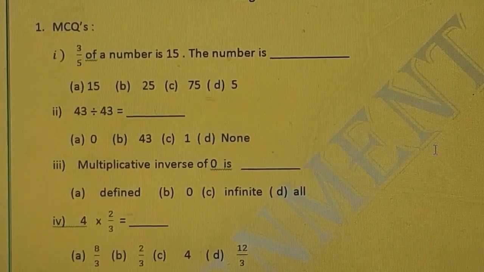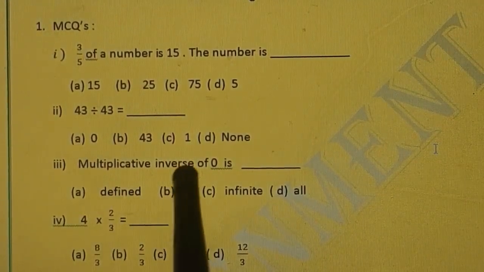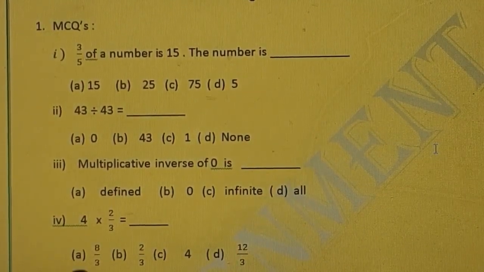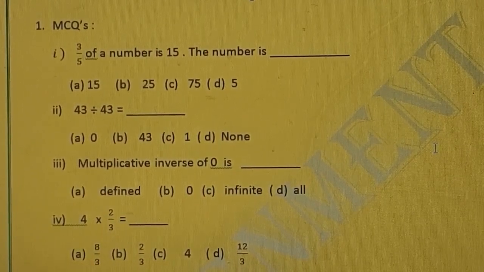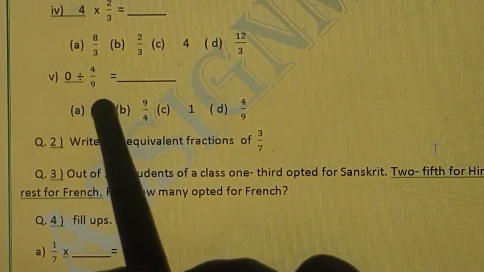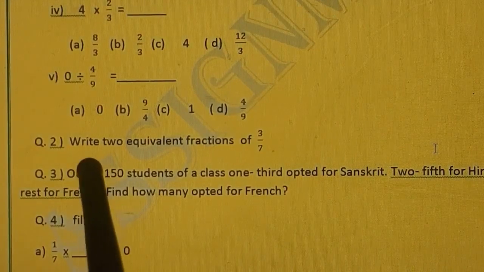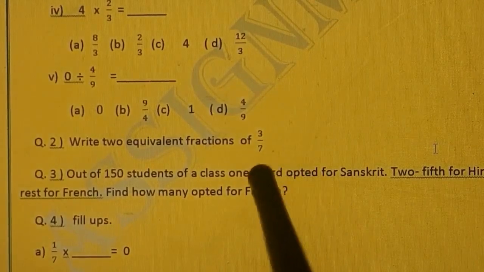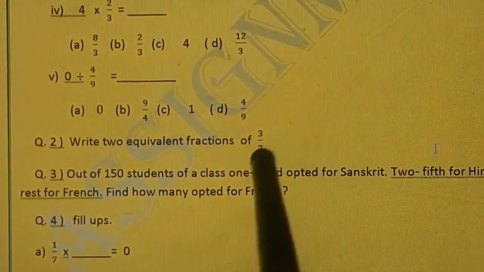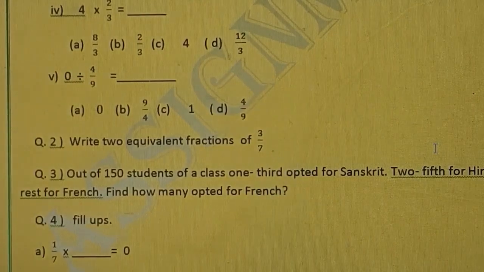43 divided by 43 is equal to dash. Multiplicative inverse of 0 is dash. 4 into 2 upon 3 is equal to dash. Next is 0 divided by 4 upon 9 is equal to dash. You have to select the correct option. Second question: write two equivalent fractions of 3 upon 7. You have to write down two equivalent fractions of the given fraction 3 upon 7.